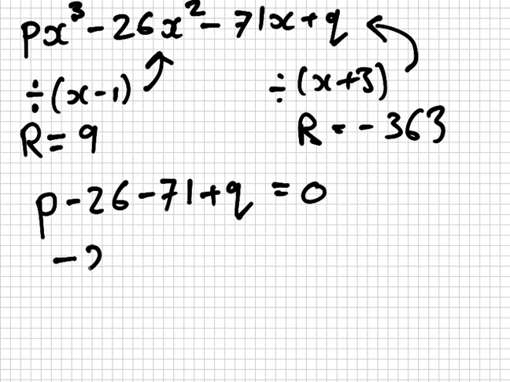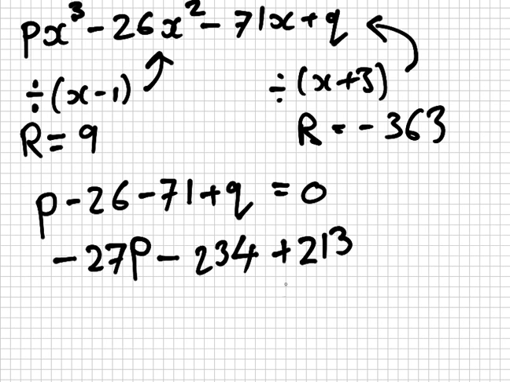Minus 27p minus 260, 50, 40, 2, 3, 4, is it? Can someone check? I'm waiting. Someone check. It is 2, 3, 4? Okay. Minus 230, plus 213. Again, I'm waiting. 71 times 3? 213, okay. Plus q equals 0.